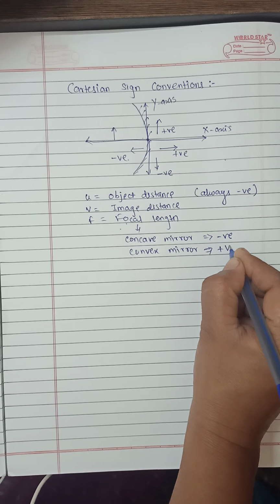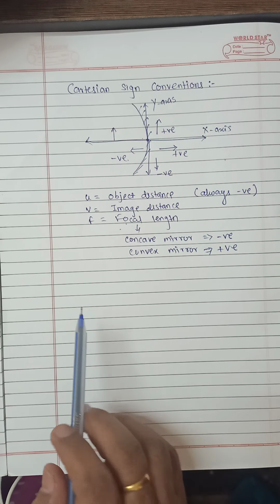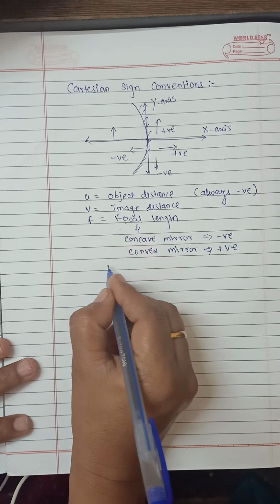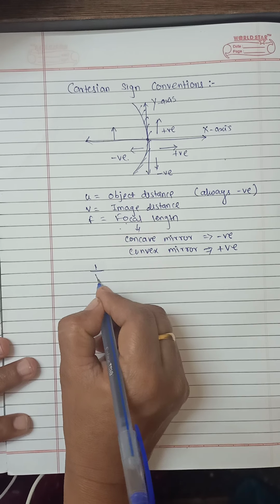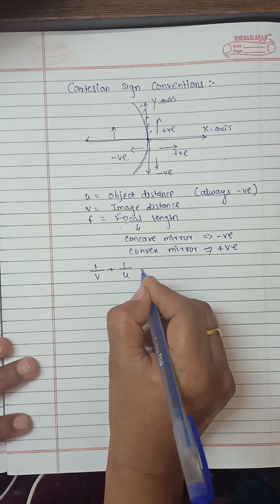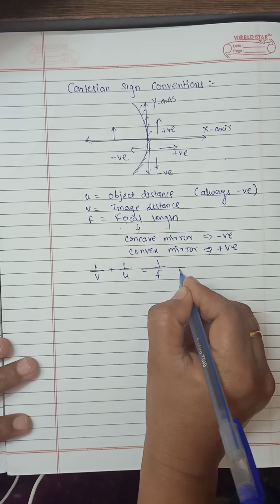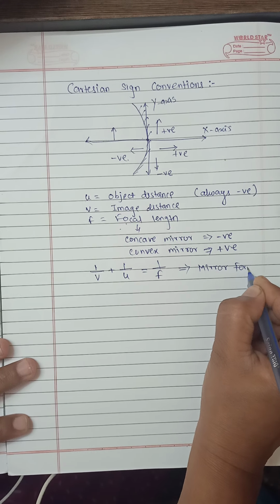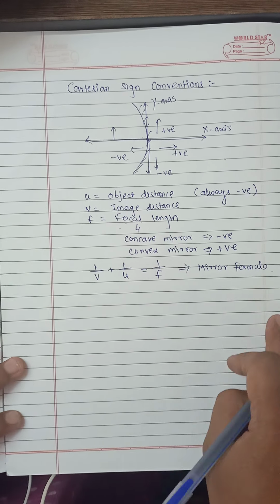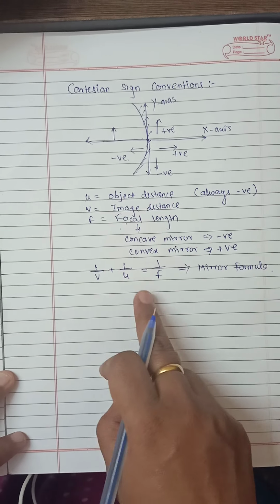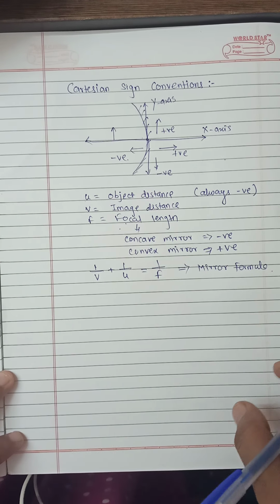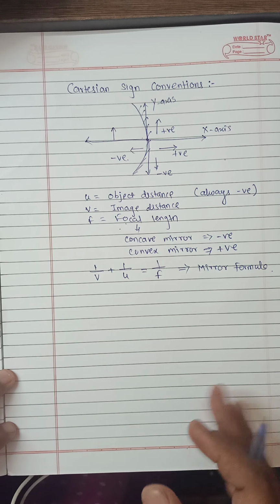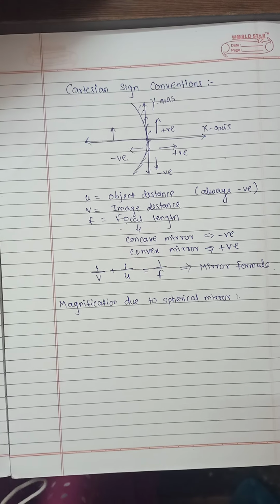it is positive. If we consider the relation between U, V and F, the formula is 1 upon V plus 1 upon U is equal to 1 upon F. This formula is called the mirror formula. This formula gives the relationship between V, U and F, and this formula is for all spherical mirrors and for all object positions.